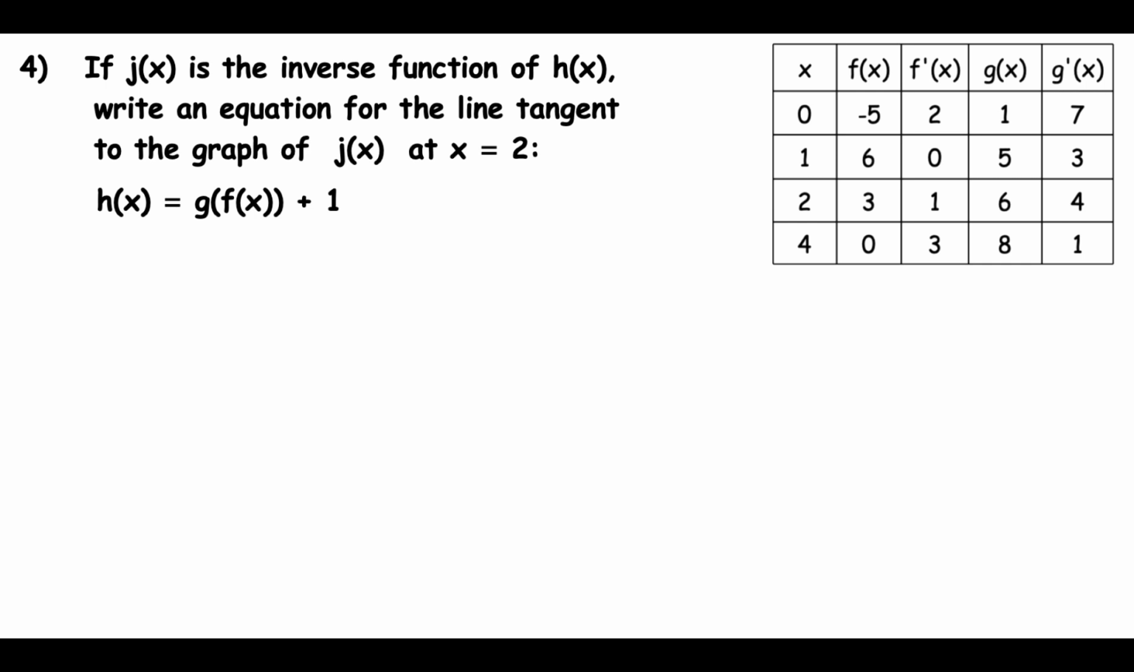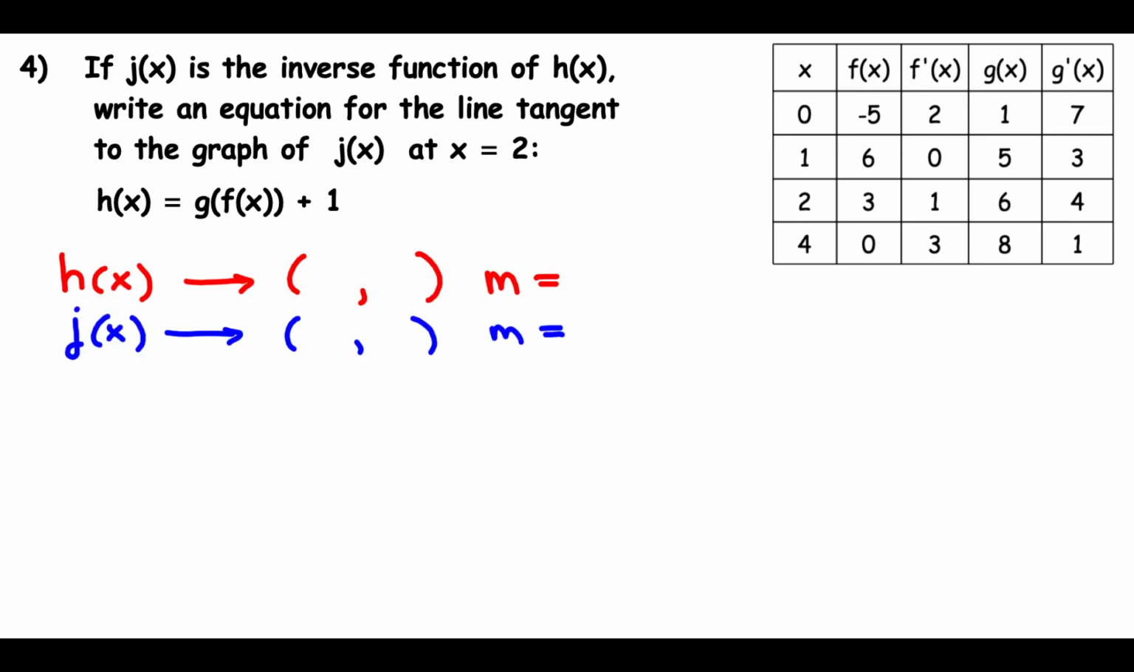Okay, H and J are the inverses. Let's go ahead and write this out. All right, we want the tan line to j when j goes through 2 something. Well, if h and j are inverses, that means that h has to end with a 2. And the slopes have to be reciprocals. We know that for sure. All right, so we have some figuring out to do.